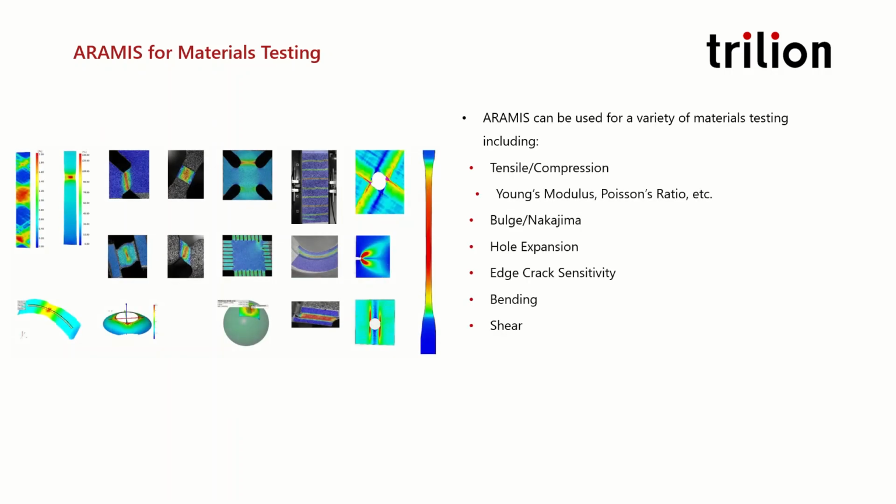Next, let's briefly discuss ARAMIS for materials testing. ARAMIS can be used for a variety of materials testing, including tensile and compression testing, bulge and Nakajima testing for sheet metal formability, hole expansion testing to determine forming limit curves, edge crack sensitivity testing, 3 or 4 point bending tests, and shear testing. This webinar also discusses the applicable ISO standards for some of these test methods, including 12004, 16630, and 16808.